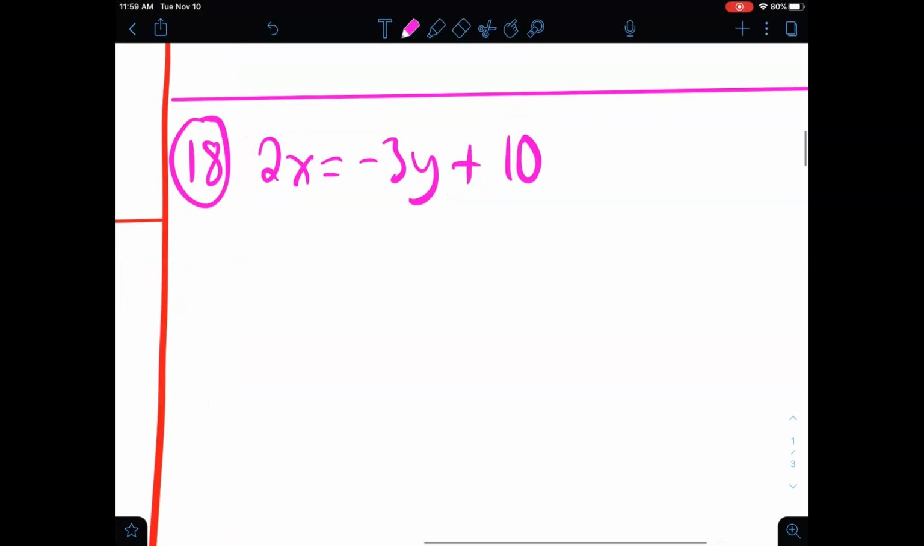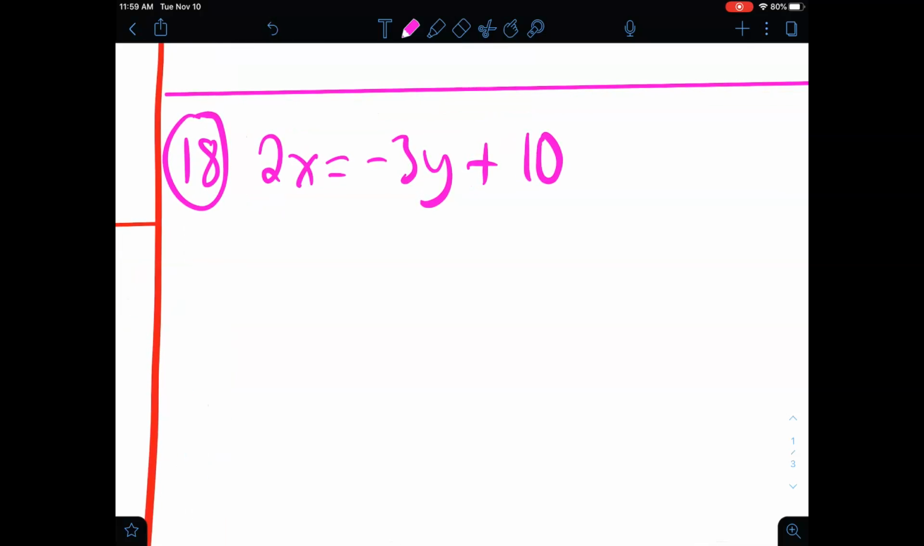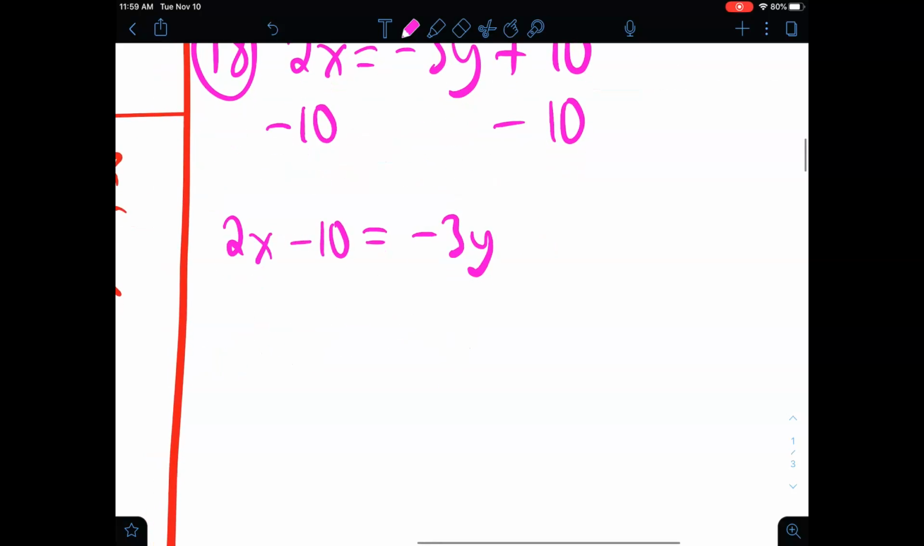All right, number 18, we have 2x equals negative 3y plus 10. We need to get that negative 3y by itself. How do we do that? We need to subtract 10 from both sides. So we're going to have 2x minus 10 equals negative 3y. What's the last step to solve for y? We need to divide by negative 3.